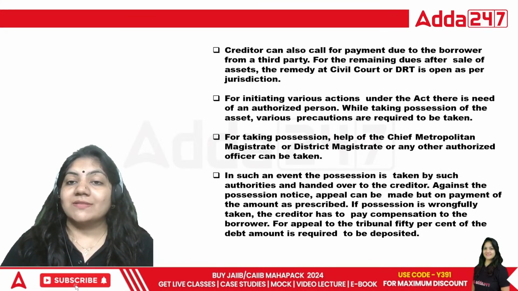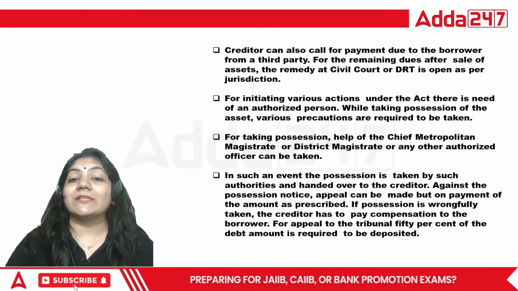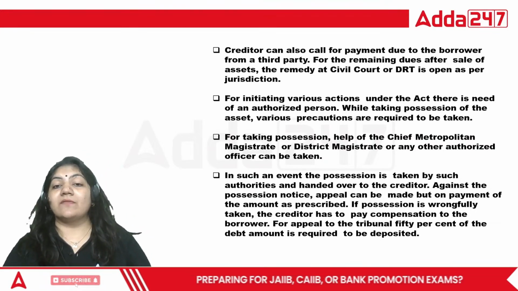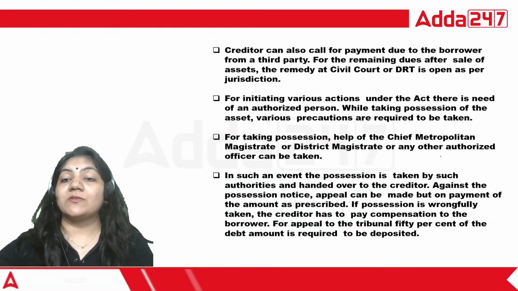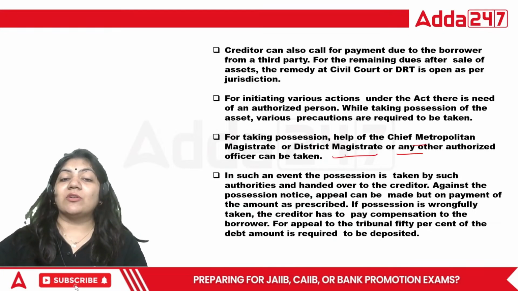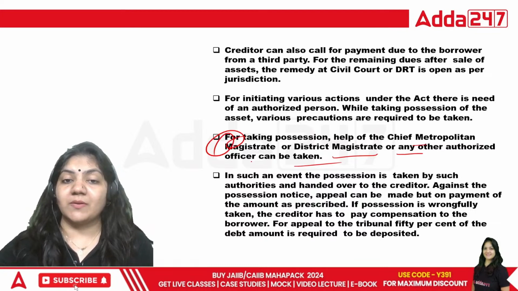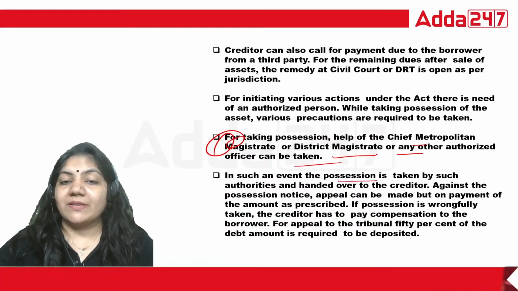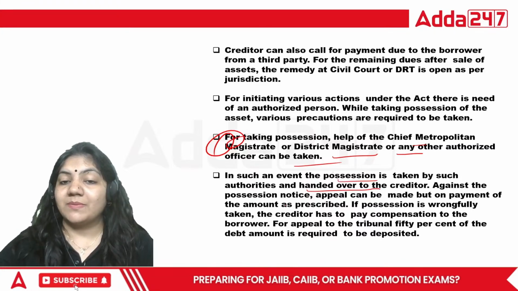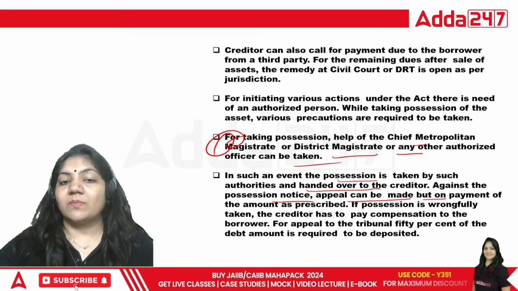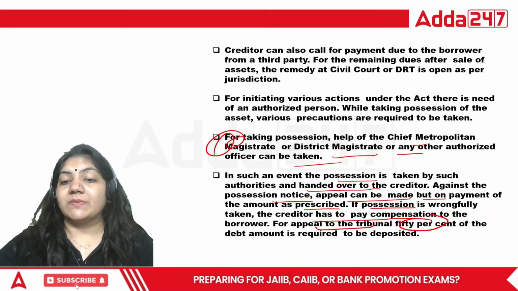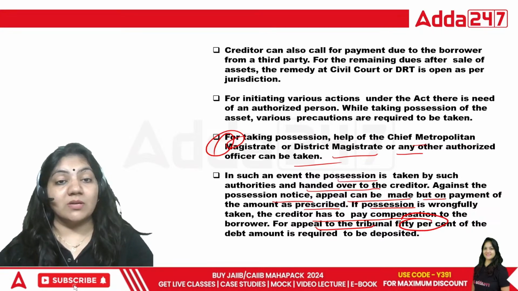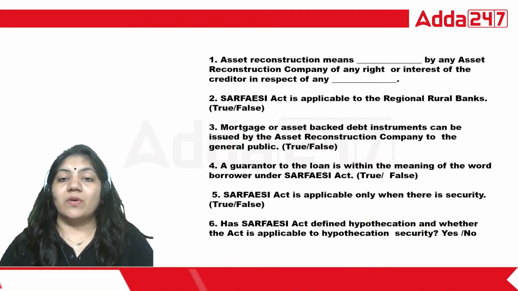For initiating various actions under the Act, there is a need for an authorized person. While taking possession of asset, various precautions are required to be taken. For taking possession, the help of Chief Metropolitan Magistrate and District Magistrate or any authorized officer can be taken. That is important. In such an event, the possession is taken by such authority and handed over to the creditor. Against the possession notice, appeal can be made, but on payment of the amount as prescribed. If possession is wrongfully taken, the creditor has to pay compensation to the borrower. For appeal to the tribunal, 50% amount we have to pay, then only we can appeal to the tribunal. Now, ARC means what?